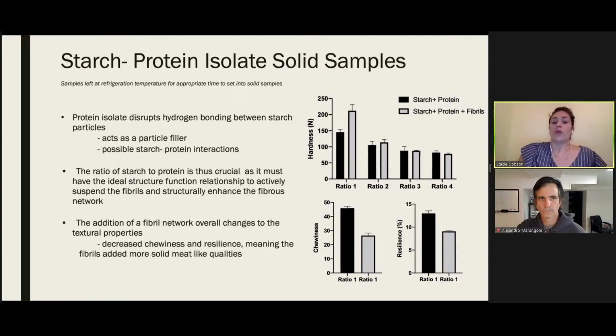And so we don't want high amounts of chewiness. We don't want it to bounce back like a resilient dough. There's some bounce in meat, but a lot of it is once these fibers are cooked, they keep their shape, and you're able to bite through them and have that more desirable mouthfeel. And so the addition of that fibril network changes those textural properties, which is a pretty unique feature in this system.